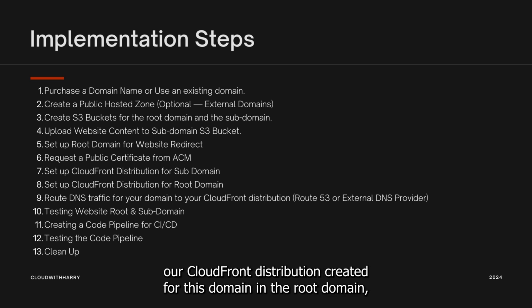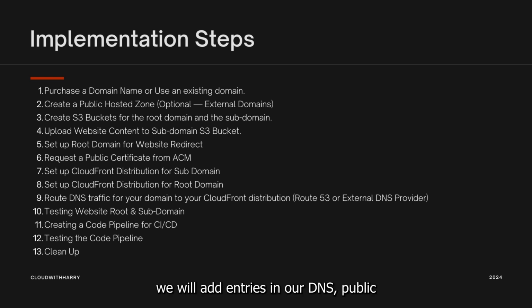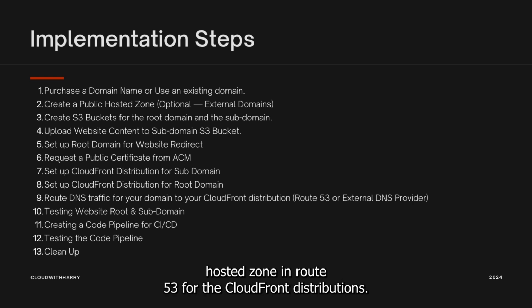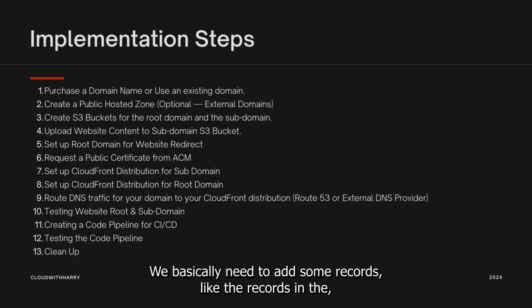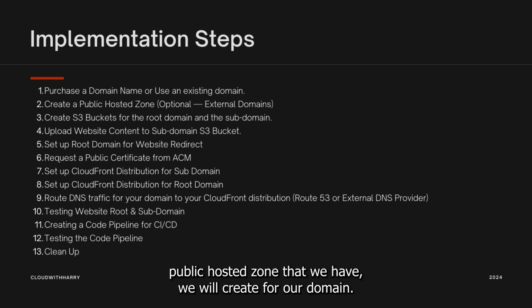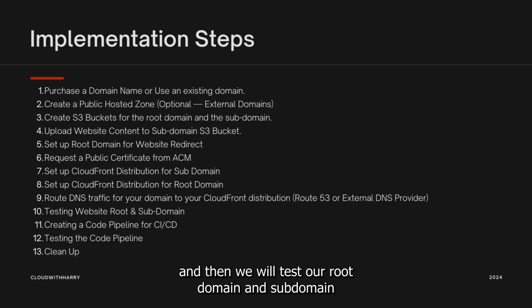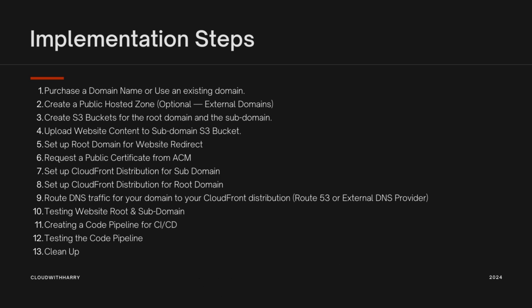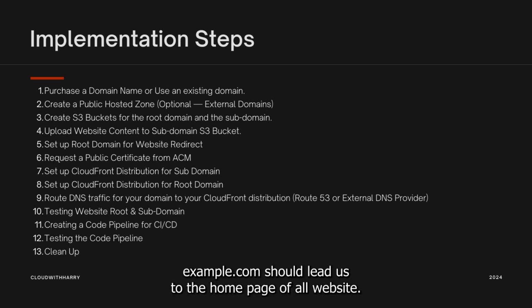After we have our CloudFront distributions created for the subdomain and the root domain, we will add entries in our DNS public hosted zone in Route 53 for the CloudFront distributions. We basically need to add some records, like the A records, in the public hosted zone that we will create for our domain, and then we will test our root domain and subdomain to make sure that we are able to get to the website whenever we try to browse that website URL. For example, example.com or www.example.com should lead us to the homepage of our website.